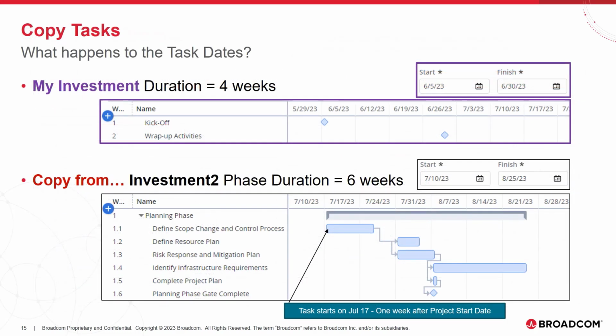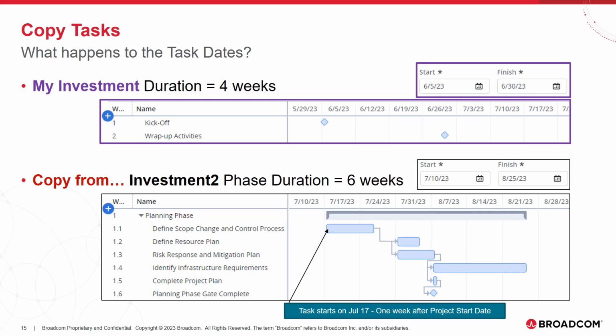What happens to the task dates when it is copied into my investment? Does it impact the overall investment date range? For the tasks that are copied, Clarity determines the interval from the investment start date to the task start date and keeps that interval when the task is added into my investment.